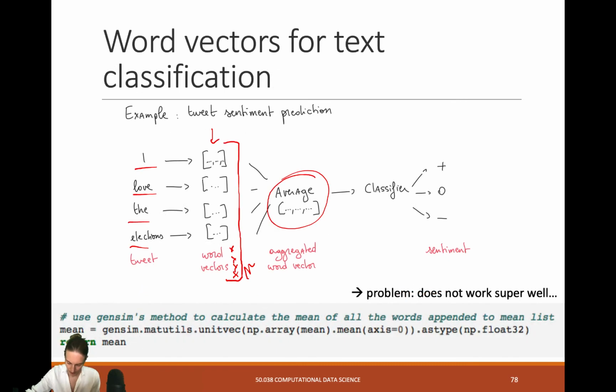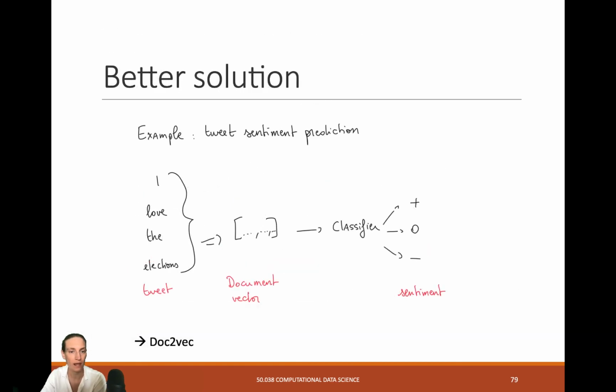Oh, there's a Python function here. Basically, you can take the mean of all of these word vectors. You could also include the variance if you want to be creative. And GenSim will allow you to then just use this mean vector instead.